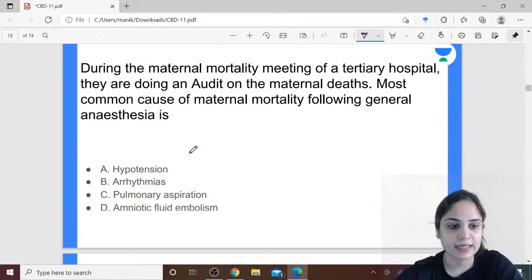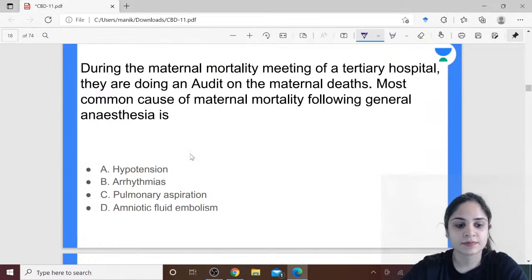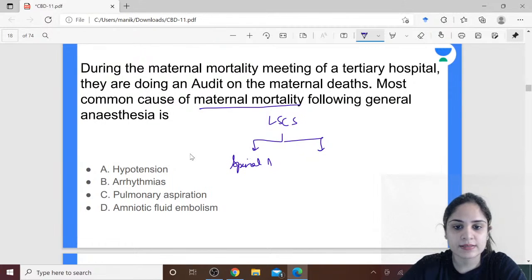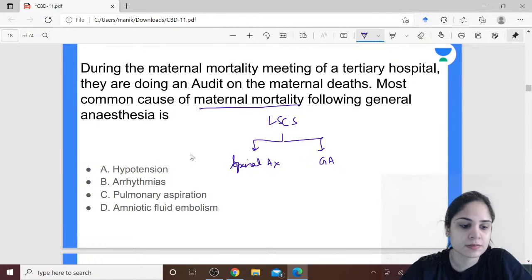Trilok is saying A. Balu is also saying A. So tell me, usually maternal mortality following general anesthesia. Most of the babies are born without anesthesia, correct? Because they are born by normal delivery. Now those requiring LSCS, you have two options. In LSCS, either you can carry it out under spinal anesthesia or under general anesthesia. Am I right about this?